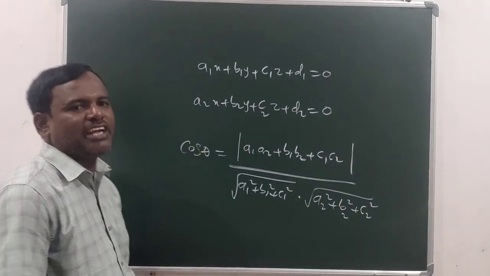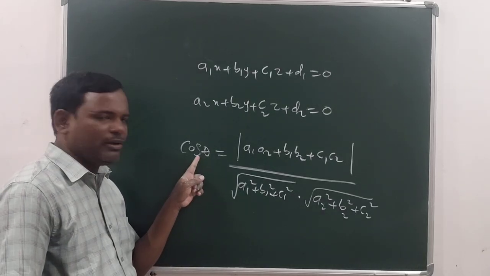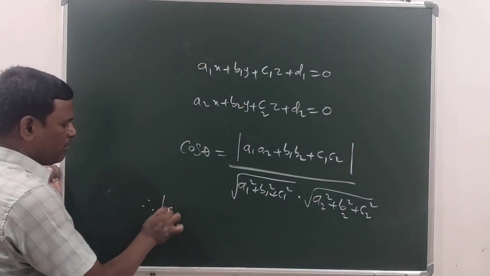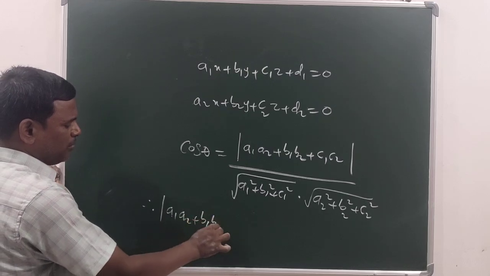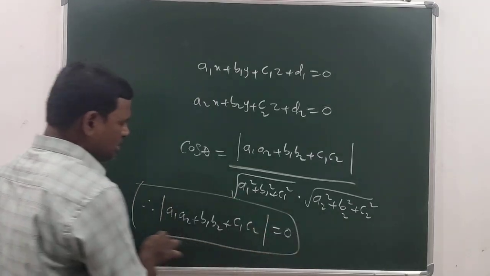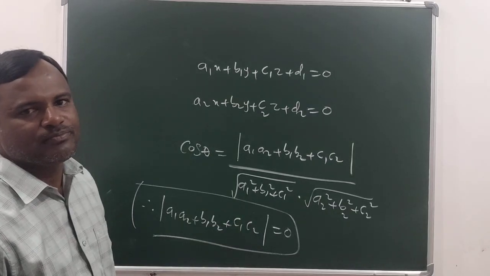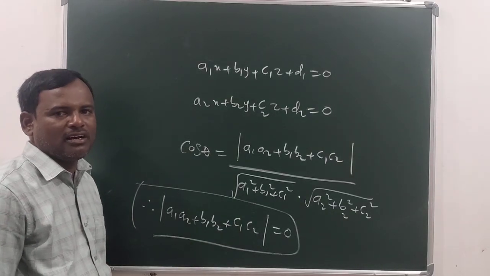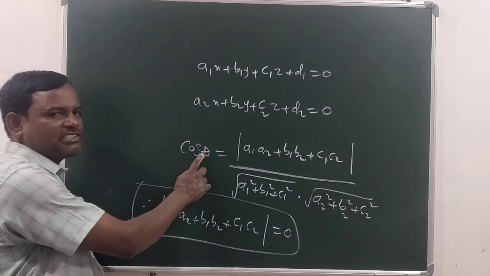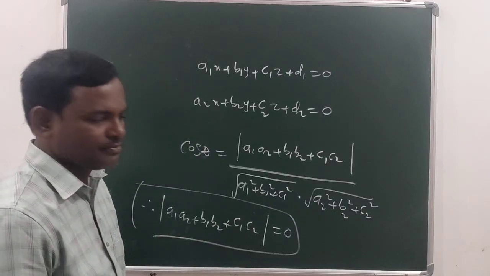So suppose theta is 90 degrees, cos 90 is 0. Okay, if it becomes 0, take the cross multiplication. 0 into something, 0. Therefore a1a2 plus b1b2 plus c1c2 is equal to 0. So this is the condition for these two planes to be perpendicular. Condition for perpendicular planes. Okay, students, have we got this? Just replace theta by 90 and cross multiply so that you will get this condition. Right?